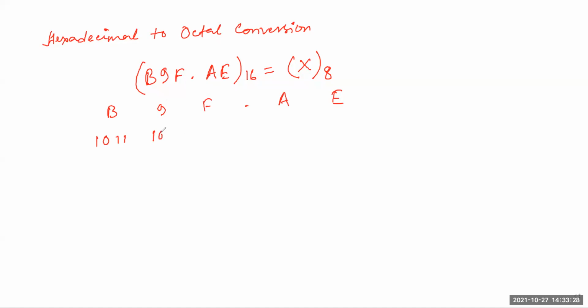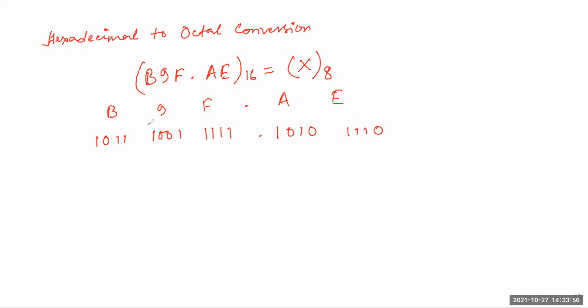F equals 15, and 15 means 1111. A means 10, and 10 means 1010. And E means 14, so 1110. So this is the first step. Now the hexadecimal number is converted to a binary number.